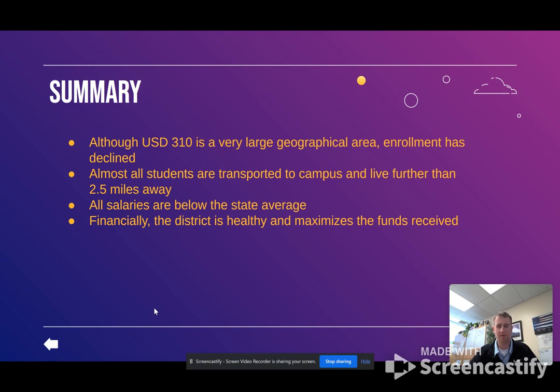All salaries are below the state average. That is from classified personnel, bus drivers, all the way up to administration. We are below the state average. But financially, the district is healthy, and we maximize the funds we receive to the fullest. Being able to work with some of these finances coming in and working with my superintendent, it's kind of opened my eyes to the different revenue that comes into our district.